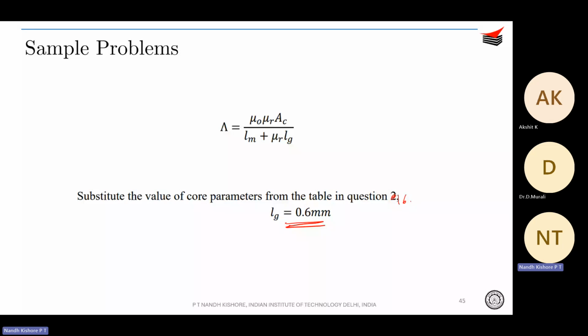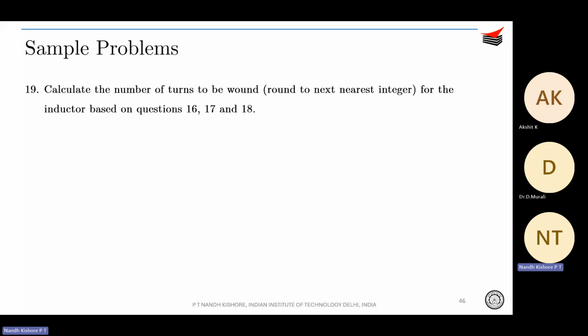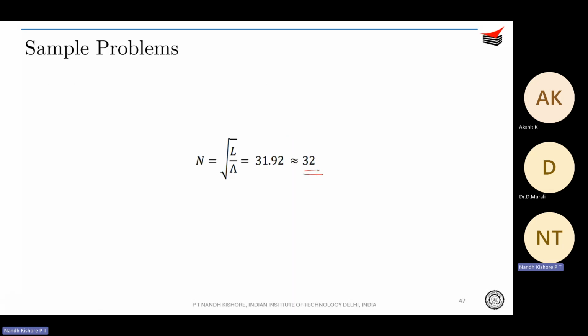You can get your Lg and calculate the number of turns to be wound for the inductor based on questions 16, 17, and 18. What is the number of turns? Again, the same relation: N is equal to root over L by permeance. The reason is that L is equal to N square by reluctance, or N square by permeance. So N is equal to root over L by permeance. That gives you the number of turns, which turns out to be around 32.